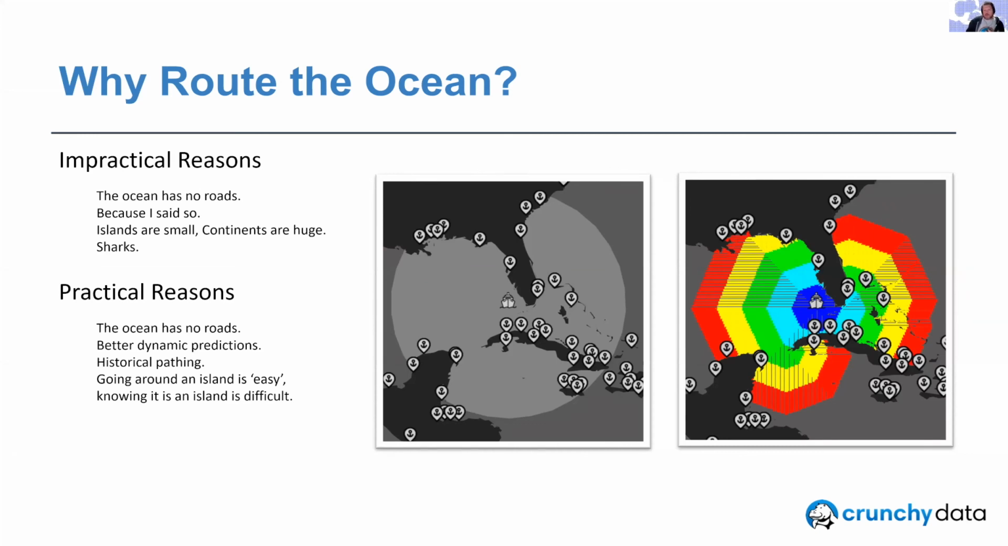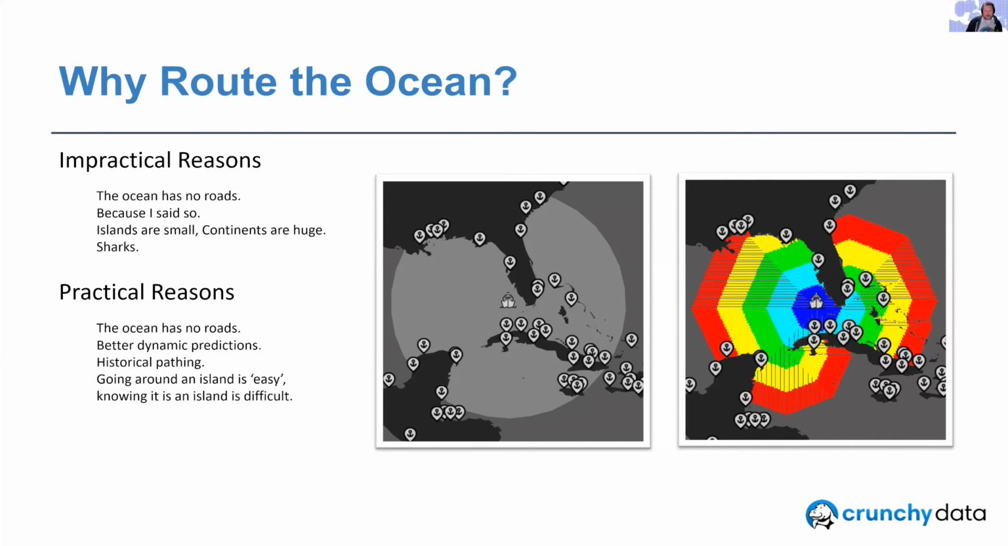Why would we want to do it? The impractical reasons are pretty well stated. Because I'm bored, because it sounds like a project, because I said so. And most importantly, the ocean has no roads, so it doesn't have any strict paths to get from point A to point B. The practical reasons include that same idea. It has no roads. So since it has no roads, we want to create a network that we can look at to try to determine where we're going, how we're getting there.